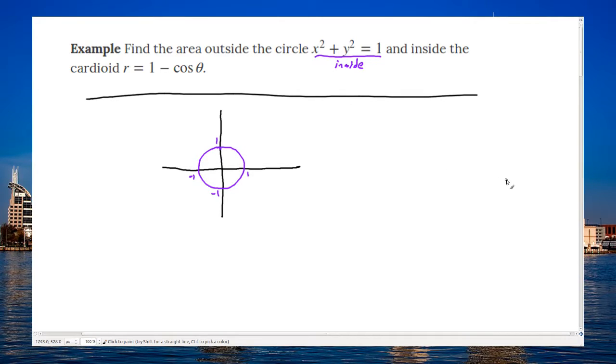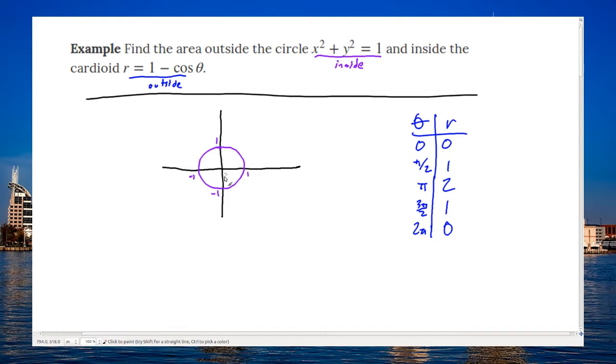All right, that's going to be inside the cardioid. 1 minus cosine of theta. And to sketch this, that'll be my outside curve. I really need my chart here. So theta is 0, I'm going to get 1 minus 1 is 0. Pi over 2, 1 minus 0. Pi would be 1 minus a negative 1. 3 pi over 2 is back to 1. 2 pi is the same as 0.